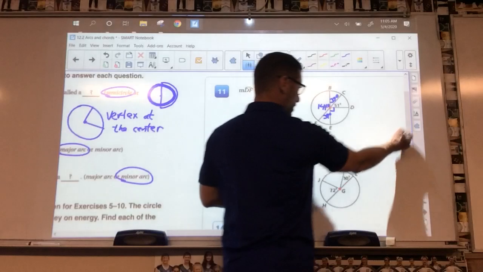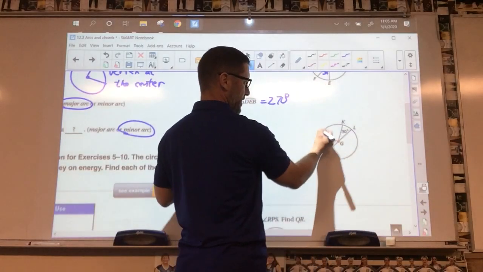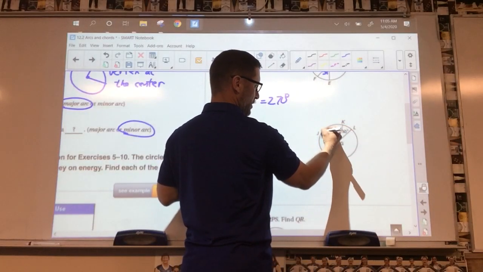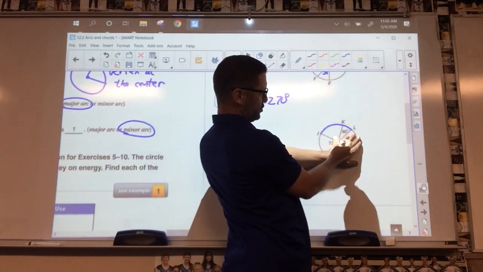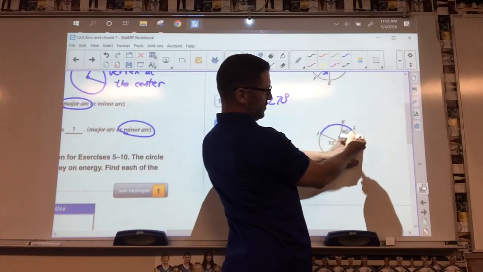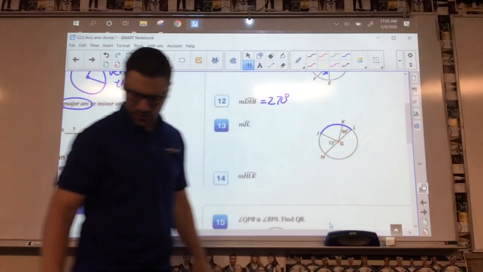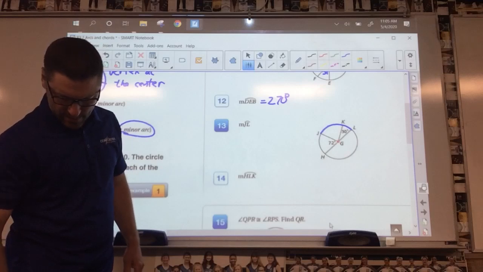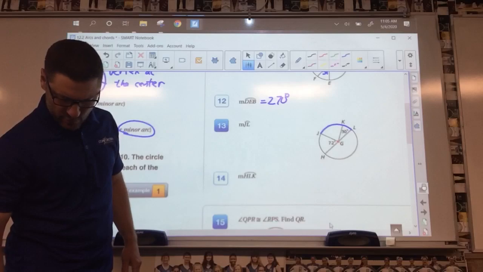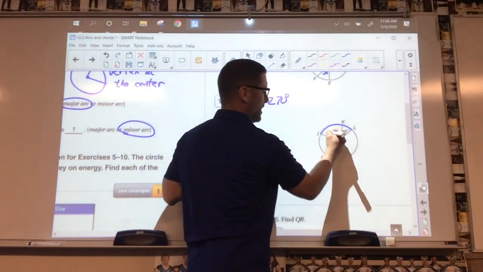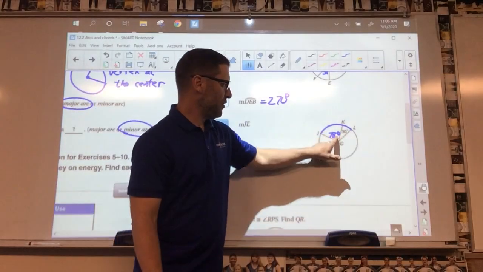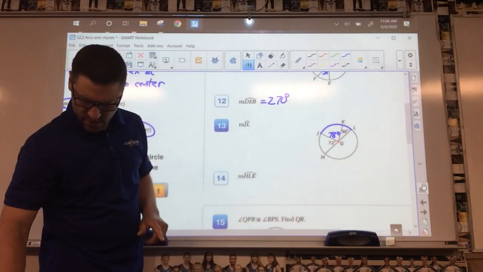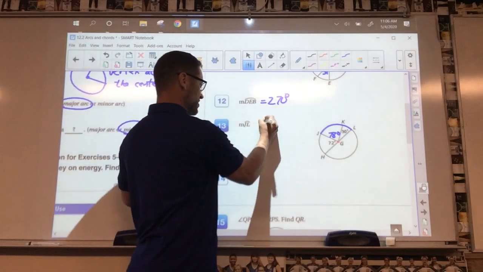J to L, the arc, here to there. Well, I have 30 there, and here's a half of a circle. I know there's 180 degrees in that half circle. So I'm going to take 180 and subtract off what's already there. I'm going to subtract 30 and 72 from 180, and that means this angle right here is 78 degrees. So J to L would be 78 plus 30, which is 108 degrees.